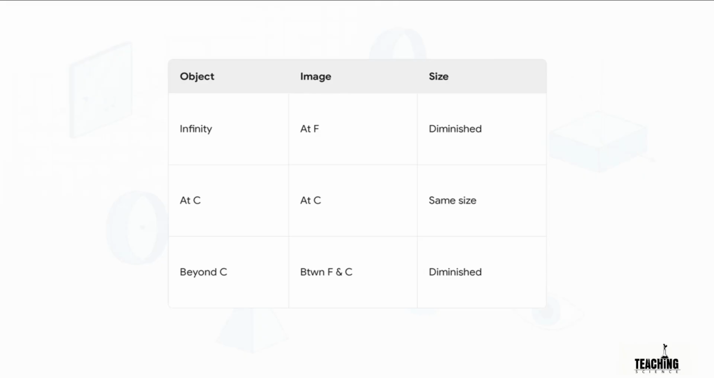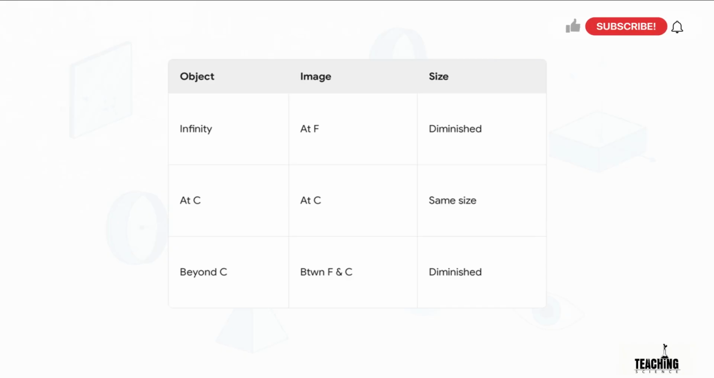So as we move an object closer to a concave mirror, the image actually changes. Here's a simplified chunk of that famous NCERT Table 9.1. Let's break it down so you don't have to just blindly memorize it. Notice the pattern here. When the object is really far away at infinity, the image is tiny, highly diminished, and formed exactly at the focus.